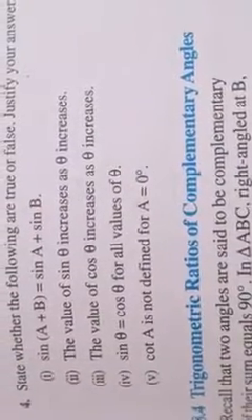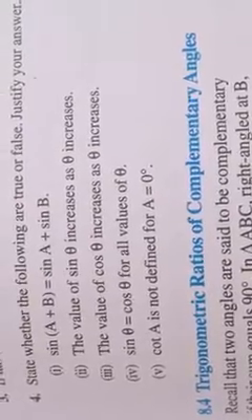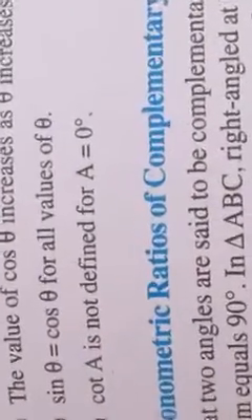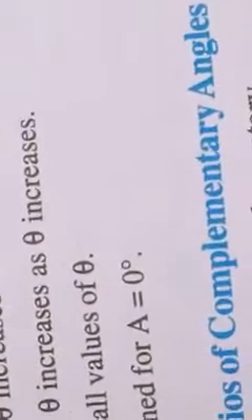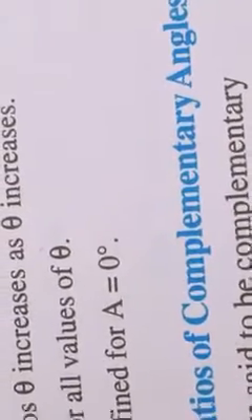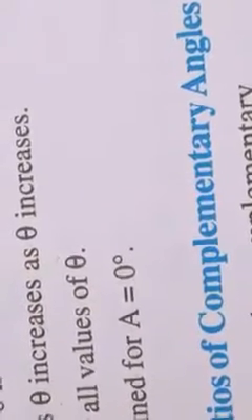Before proceeding to trigonometric ratios of complementary angles, just revise what the word complementary means. In the previous classes, you saw that two angles are said to be complementary if the addition of these two angles is 90 degrees. If one angle is 30 degrees, then what will be the second angle? 90 minus 30 equals 60 degrees. Correct.